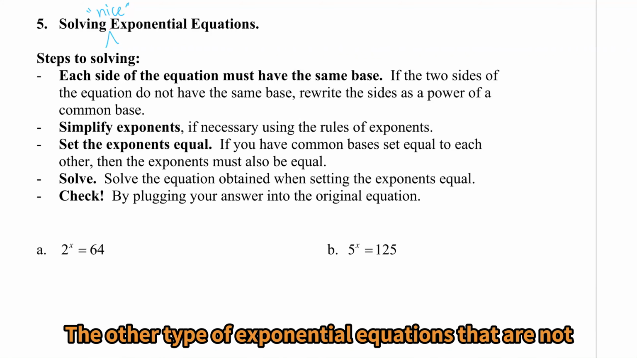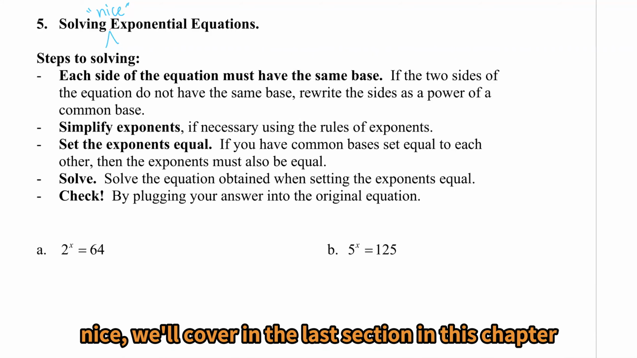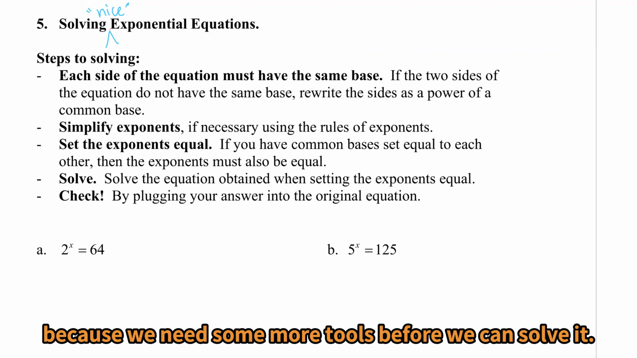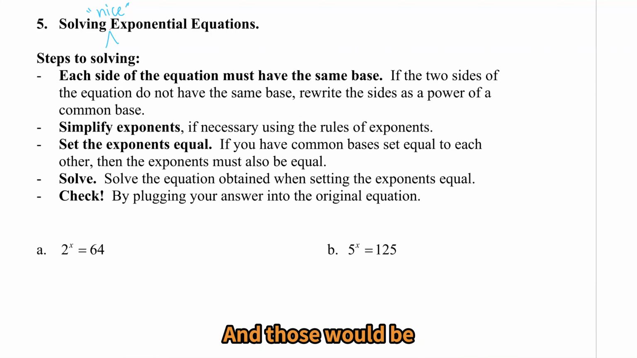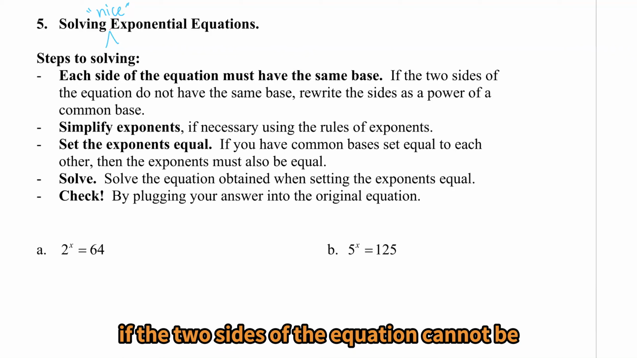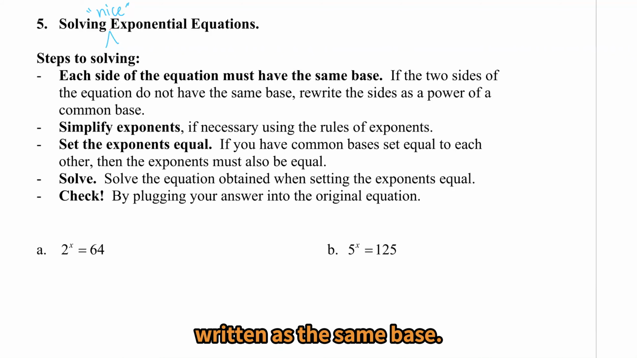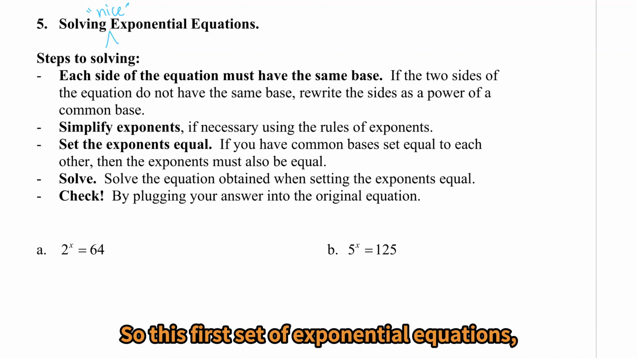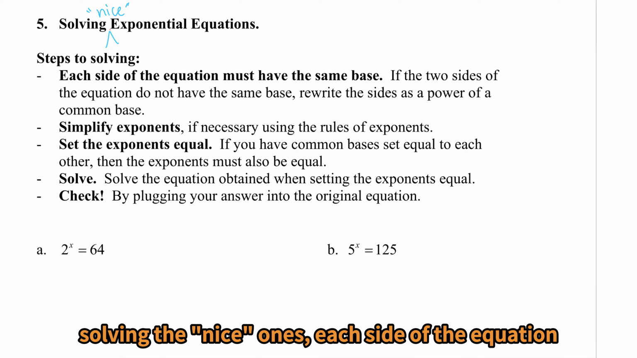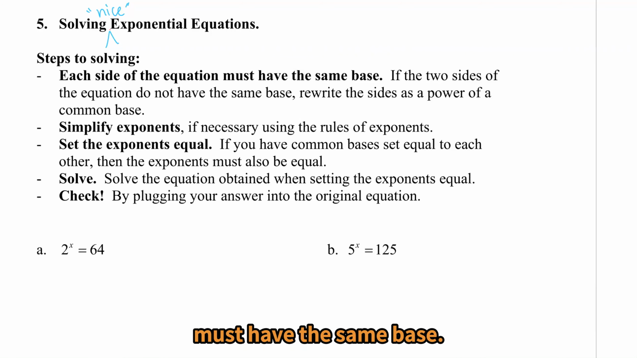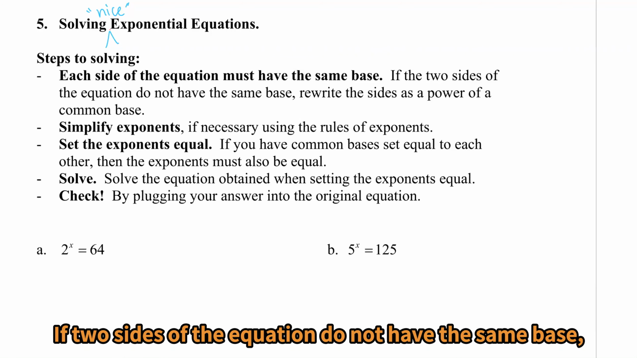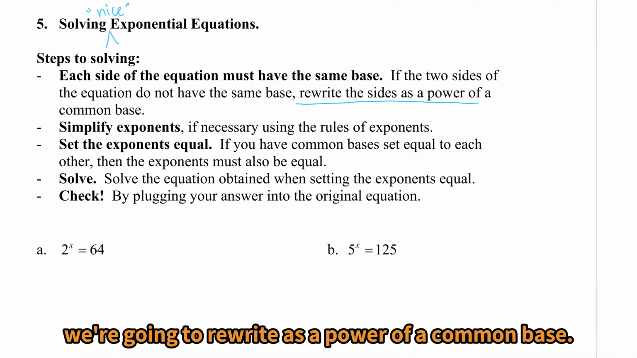The other type of exponential equations that are not nice we'll cover in the last section in this chapter because we need some more tools before we can solve it. And those would be if the two sides of the equation cannot be written as the same base. So in this first set of exponential equations, solving the nice ones, each side of the equation must have the same base. If two sides of the equation do not have the same base, we're going to rewrite the sides as the power of a common base.